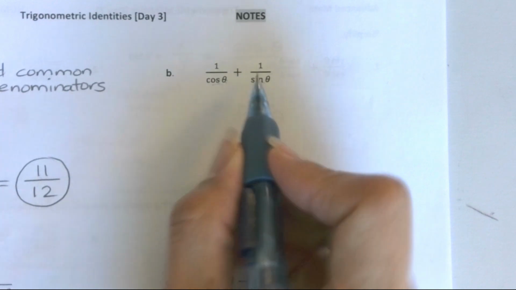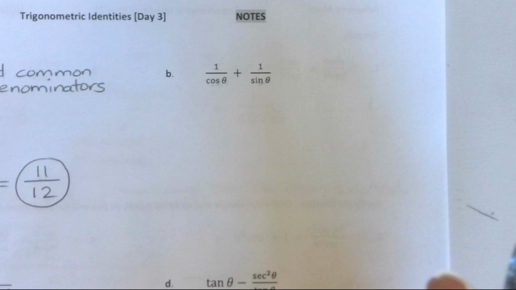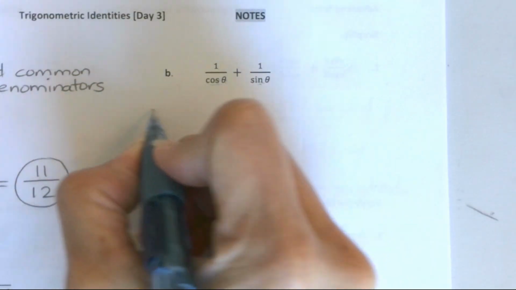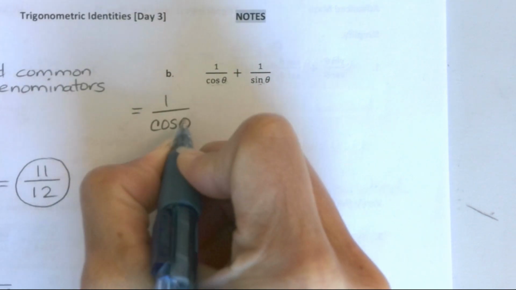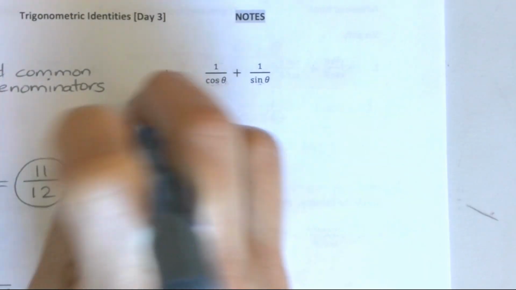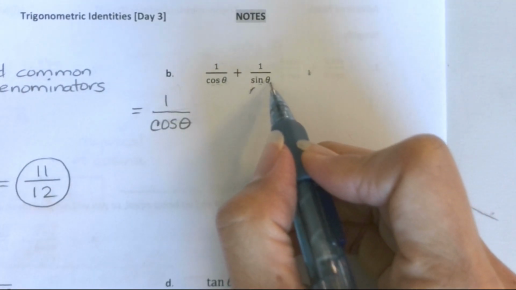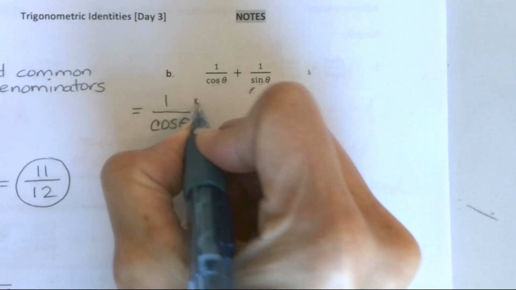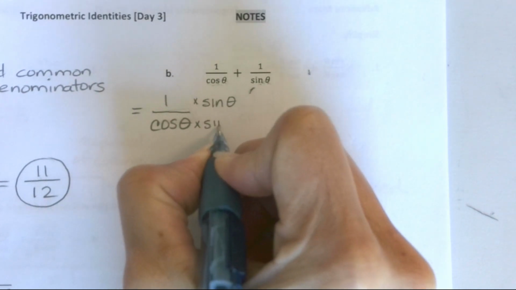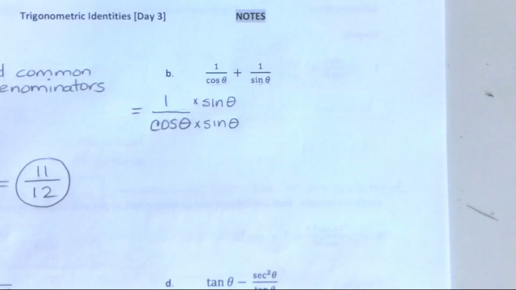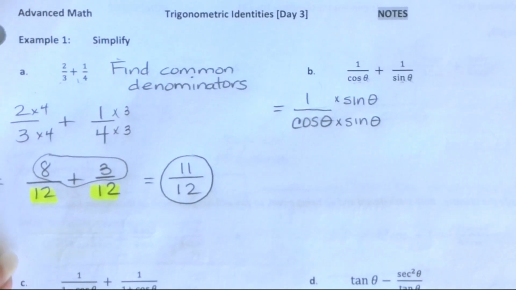So because they are distinct, as 3 and 4 were distinct in part A, we need to find common denominators. So the way you're going to do that is, I'm going to put an equal sign here, 1 over cosine theta. What I'm going to do is multiply top and bottom, my numerator and my denominator, by the denominator value of this side, sine theta. So I'm going to multiply top and bottom by sine of theta. Similarly to what we did in part A. Let me show part A, show you how we're doing it. So we're just mimicking the same approach.